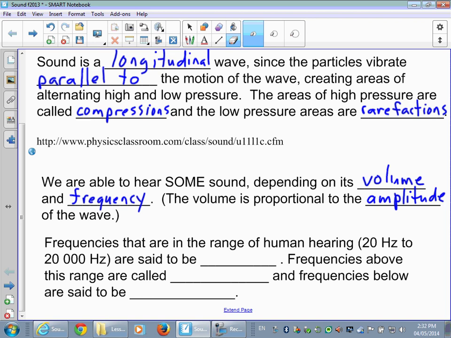So the compressions are more extreme. You're squeezing the particles in the medium into a much smaller space. By putting it into a smaller space, there's more compression, which is a higher amplitude, which sounds like a louder sound. Frequencies, as we just talked about, frequencies that are in the human hearing range, that 20 to 20,000 hertz, are said to be audible.